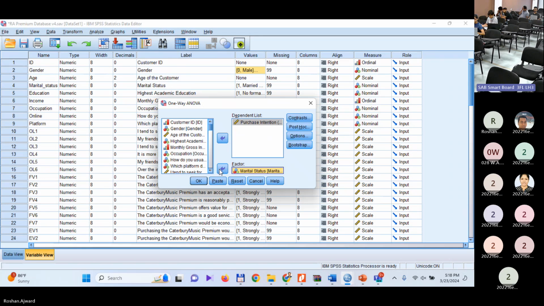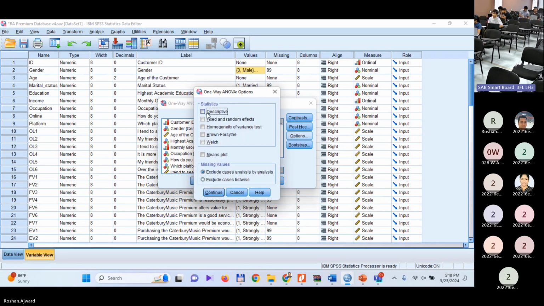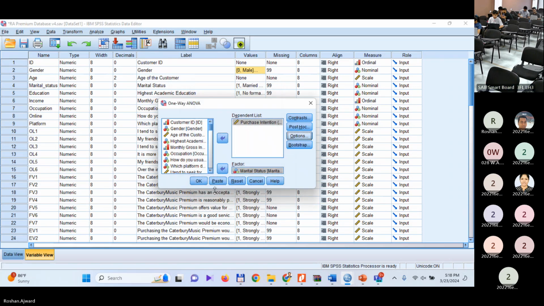But don't press OK yet. You go to Options. There are options here again. Can you see the options? Go to Options. Please take descriptives. And now press Continue. And then press OK.